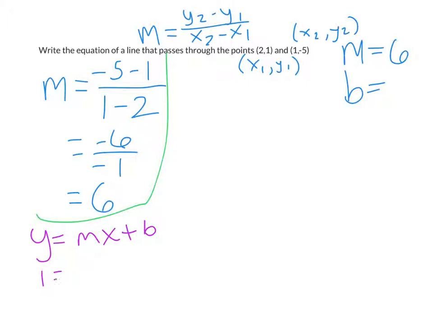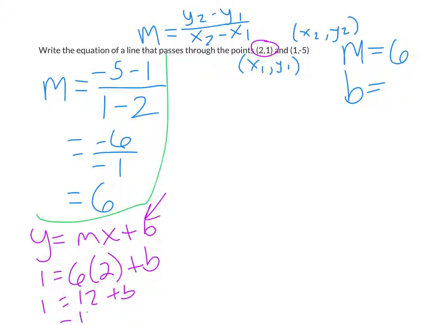So I have 1 equals, my slope is 6, my x is 2 from that point, plus b. So I decided to use this point when plugging it into this bad boy right here. So I have 1 equals 12 plus b. Subtracting, I get -11 equals b. So b is -11. And when I want to write my final equation, I plug it all back in, leave the y and the x as is. I get y equals 6x minus 11.